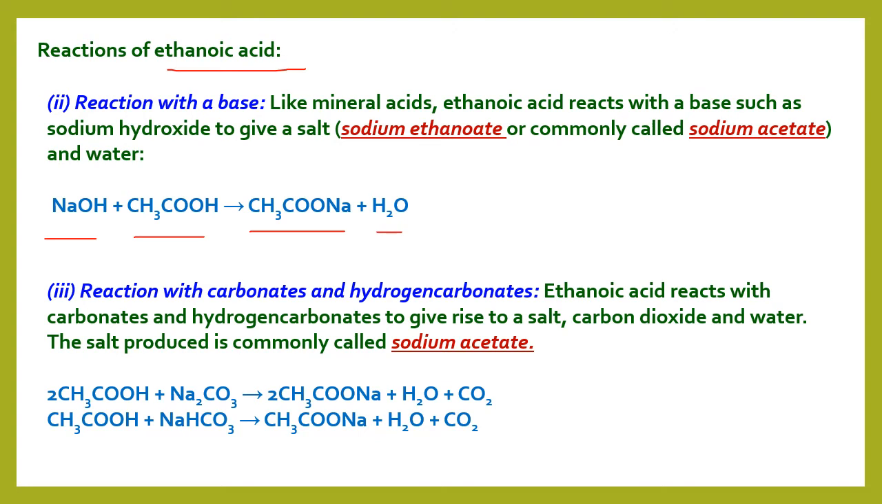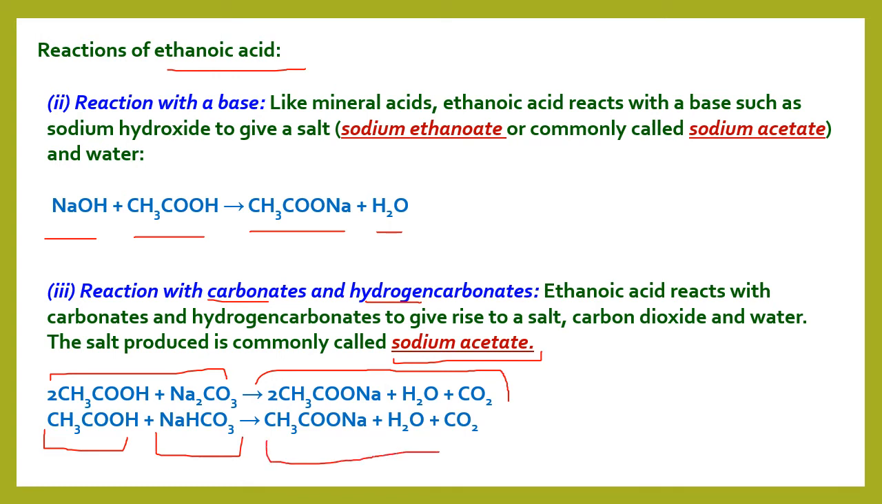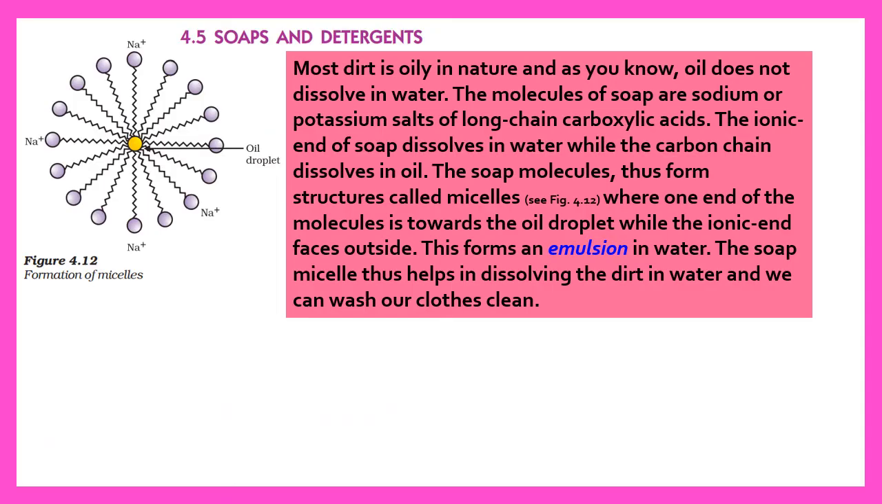Now another reaction of ethanoic acid is with carbonates and hydrogen carbonates. When ethanoic acid reacts with carbonate or hydrogen carbonate, we get sodium acetate. 2CH3COOH plus Na2CO3 gives 2CH3COONa plus H2O plus CO2. In the same manner, CH3COOH reacts with NaHCO3 to give CH3COONa plus H2O plus CO2. So these were the reactions of ethanoic acid.